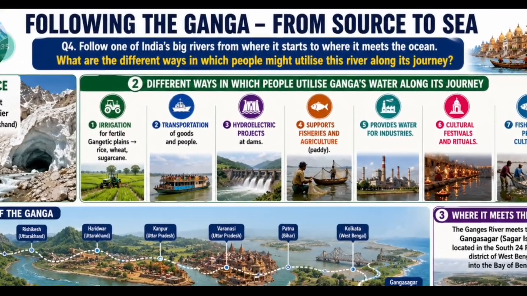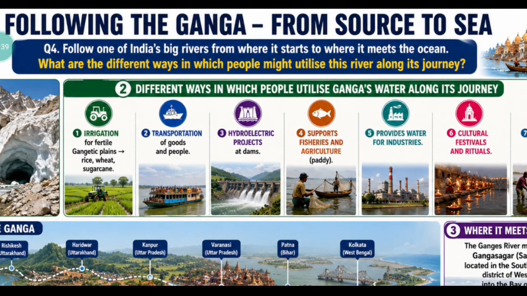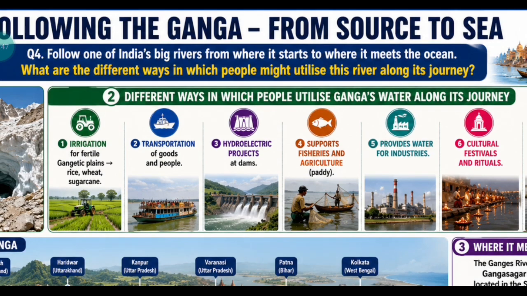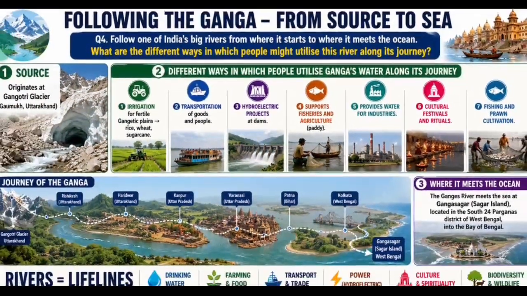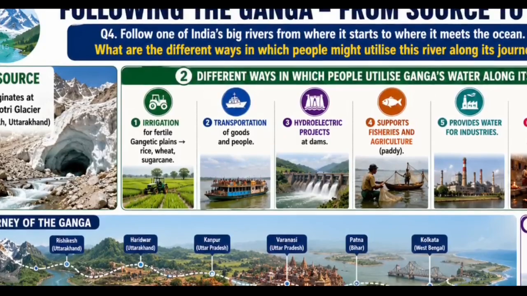Question number 4 is, follow one of India's big rivers from where it starts, find where it meets the ocean, right? What are the different ways in which people might utilize this river along its journey? Here in this question we need to write three things. Number one, we need to take any river. Here I'm taking Ganga, right? From where it starts, how people utilize its water, and where it joins the sea. We need to write the answer in these three parts.